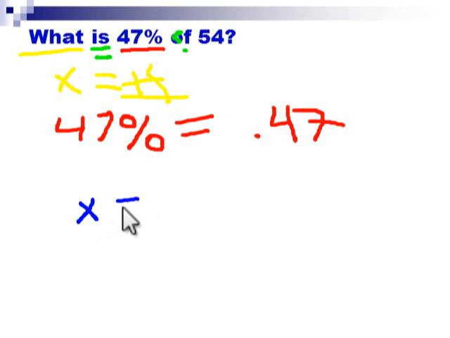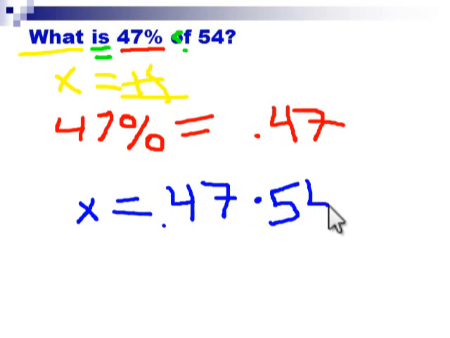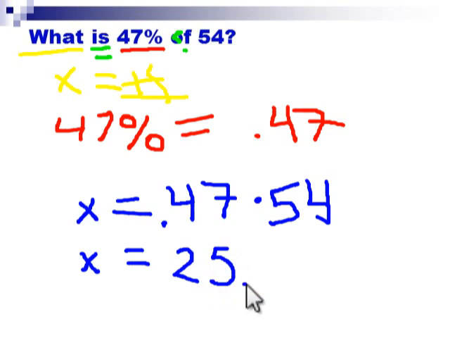Is means equals. 47% is 0.47. Of means multiply. And 54 is already a number, so we don't need to do anything with that. Let me just make my decimal point just a little bit bigger. Okay, so in this problem, it says multiply 0.47 times 54, so you would have to work that out. I'm not going to do that on here because I don't have enough room, but the answer to 0.47 times 54 happens to be 25.38.